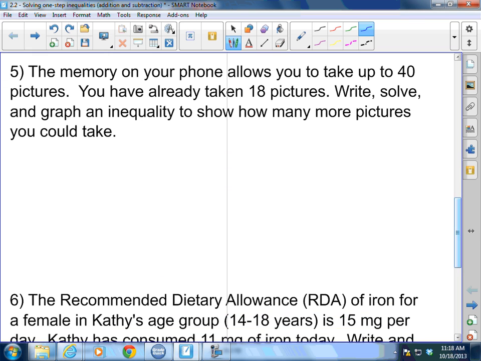Okay. The memory on your phone allows you to take up to 40 pictures. You have already taken 18 pictures. Write and solve and graph an inequality to show how many more pictures you could take. Okay. First of all, your camera allows you to take up to 40. What would up to 40 be? Less than or equal to or greater than or equal to? Very good. So you know that your camera can take less than or equal to 40 pictures. Does that make sense?